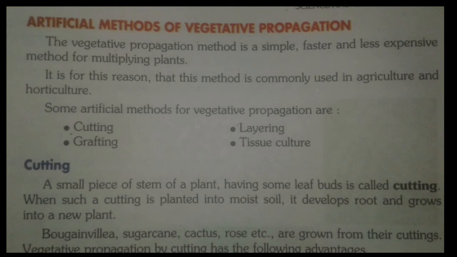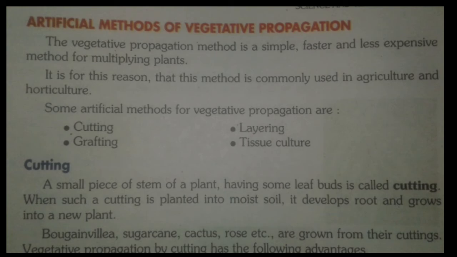So layering is a process in which we bend the stem towards the ground and cover it with moist soil, which will make it grow roots and buds from there, and after cutting, it will be just like a new plant. So this is the simple process of layering. Now the next process is grafting.